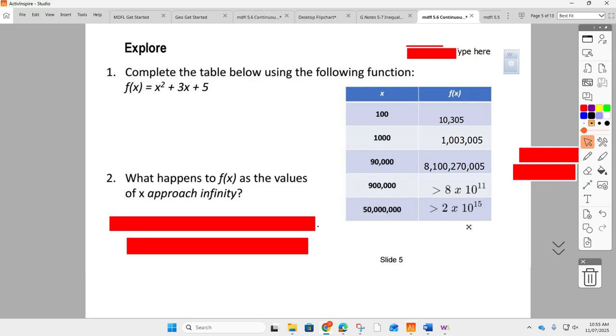So what happens to the f of x? Remember, that's the output. That's what we get when we plug things in for x. What happens to the f of x as the values of x approach infinity? So our x values are increasing and they're approaching infinity. That just means they're getting bigger and bigger, right? What's happening to the y's when that happens? They're getting smaller? They're staying the same?